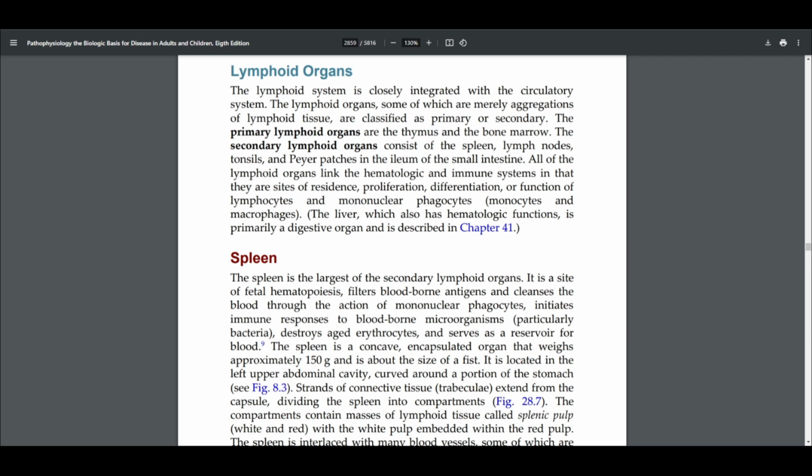All of the lymphoid organs link the hematologic and immune system in that they are sites of residence, proliferation, differentiation, or function of lymphocytes and mononuclear phagocytes.